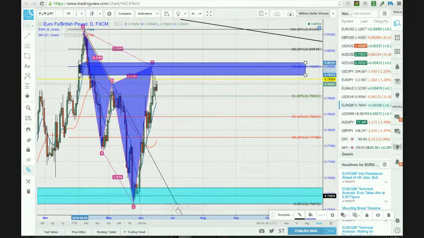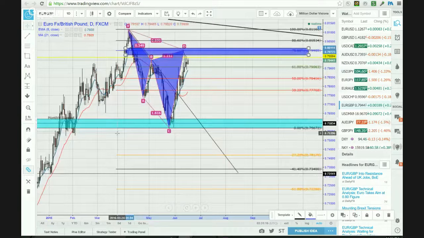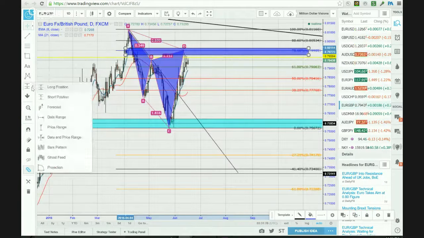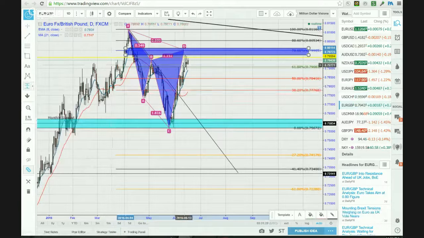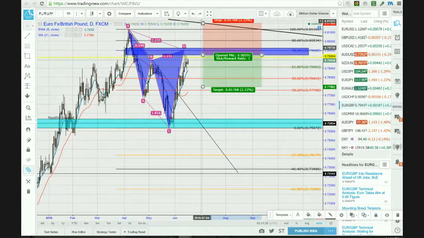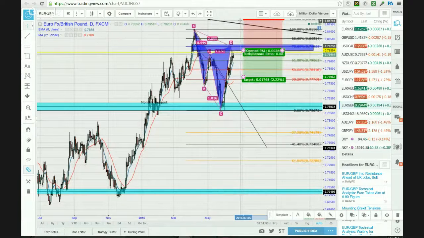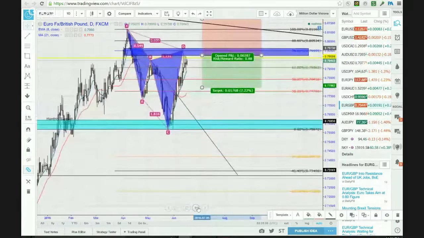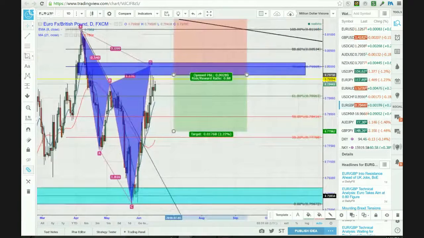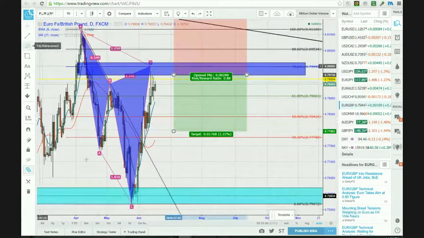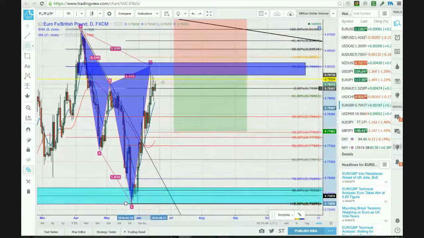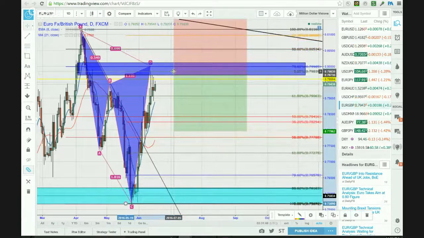Let me zoom out for you guys. This is where I will look to get short at. You will always have your stops above X, here around the 113. For us to get our targets on this trade, you take your Fibonacci from your C leg to your D leg of the cipher pattern.